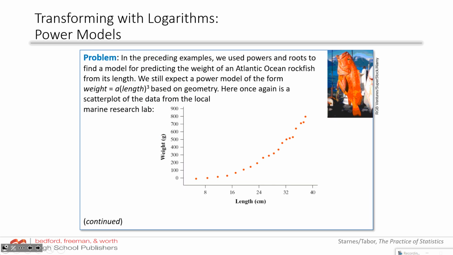All right, so let's go back to this example problem that we've been looking at. As a quick reminder, we have a certain type of Atlantic Ocean rockfish, and we want to predict the weight of the fish from its length. And we said in previous classes that we can reason that weight is kind of like volume, so it's a cubic kind of relationship with the length. Here's the raw data.